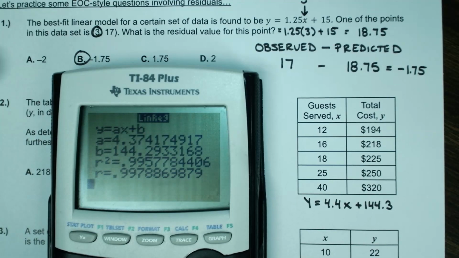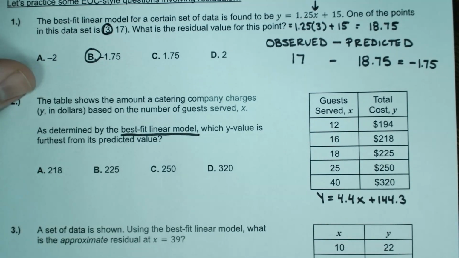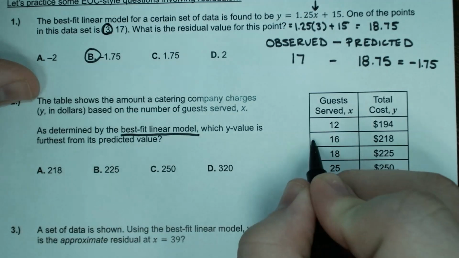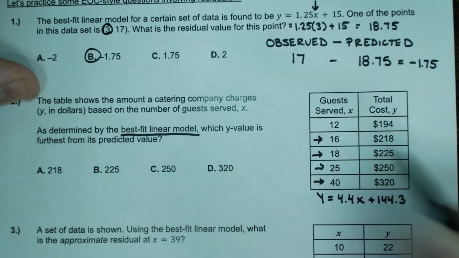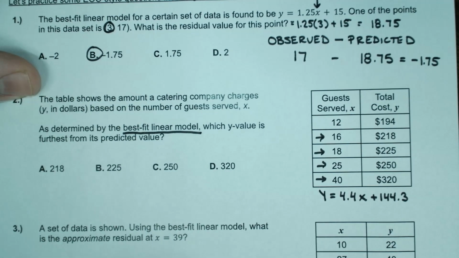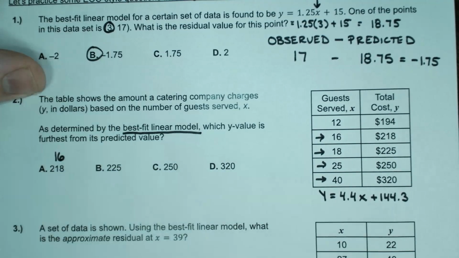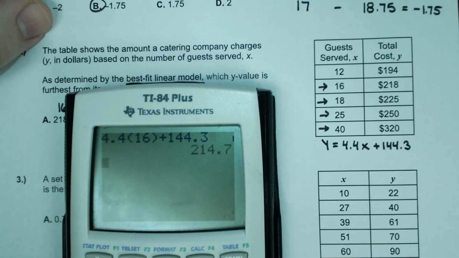But that's not the point of this. The point is actually saying which y value is furthest from the predicted value. So it's only given me 4 options, 218, 225, 250, and 320. So I'm really just looking at these 4. So what I need to do now is compare. When I plug in 16, how far off is what I get from 218? I'm going to type in 4.4, plug in 16, plus 144.3.